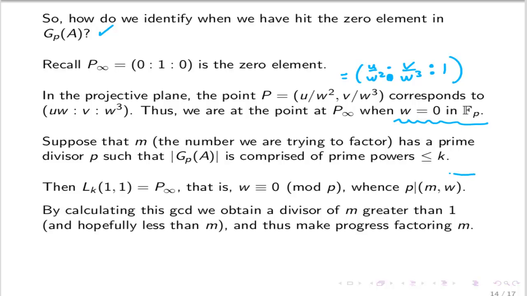which means that p is a divisor of both m and w. So now, in implementing the algorithm, we simply calculate the GCD of m and w. And by calculating this GCD, we'll obtain a divisor of m bigger than 1, and hopefully less than m, and so that will make progress in factoring the number m. So it's completely analogous to what we did in the Pollard P-1 method at this point.